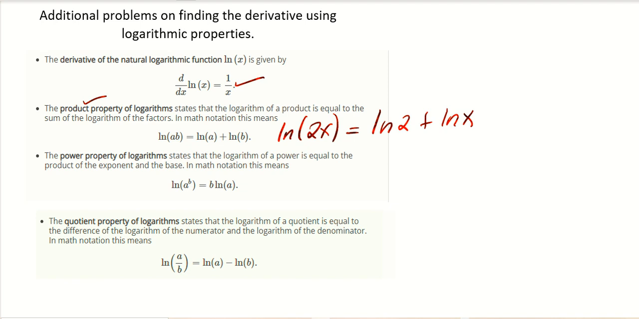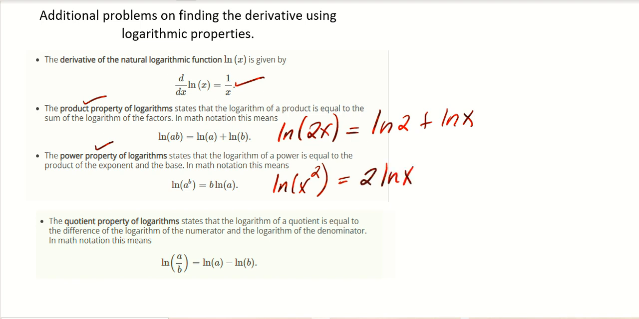Now, the power property is very similar to something that you have seen before, where if you have the natural log of a to the b power, you would bring the power to the front and still multiply by the natural log of a. Meaning if I had the natural log of x squared, we would look at this as 2 natural log of x, right?